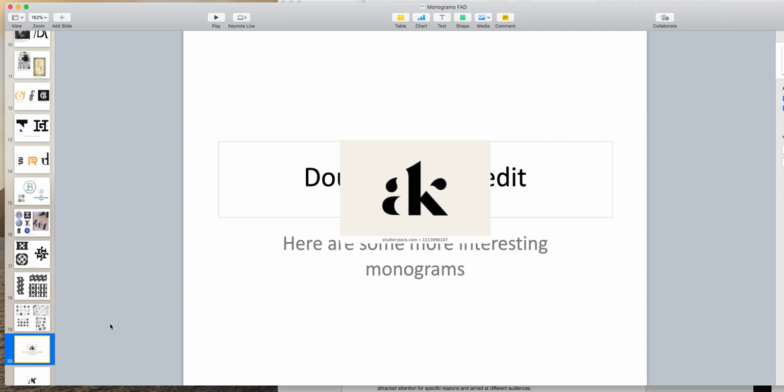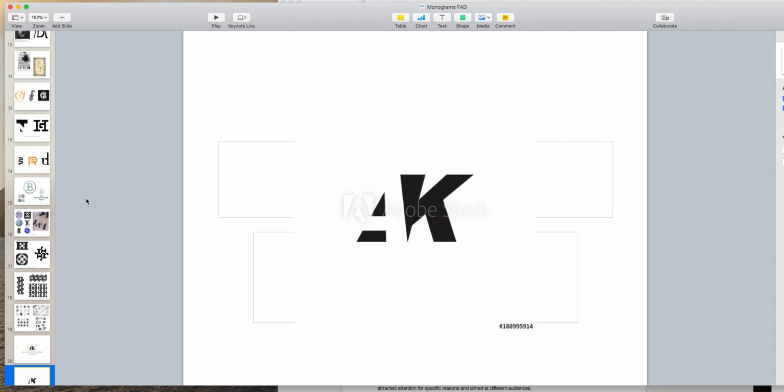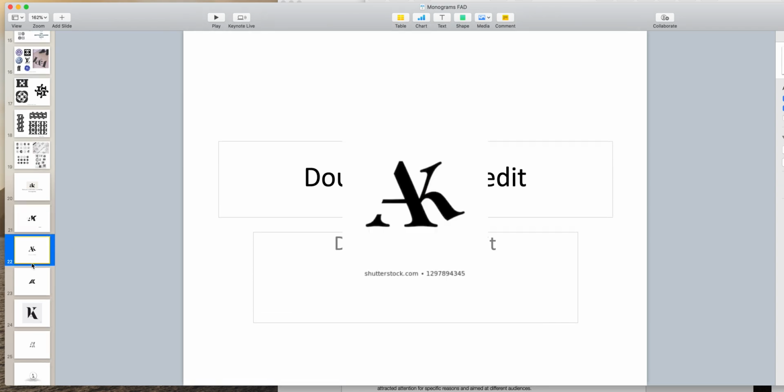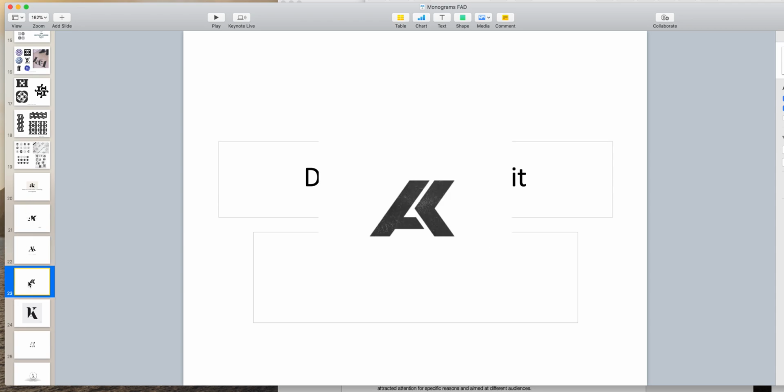AK. Because I'm not actually playing this PowerPoint as I should be, you're seeing all the nuts and bolts behind it. Okay, AK, very simple, using the bar of the A, the ascender here, to help with the K. Another one for AK.